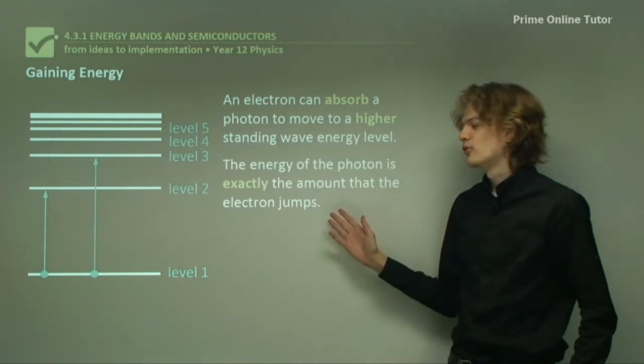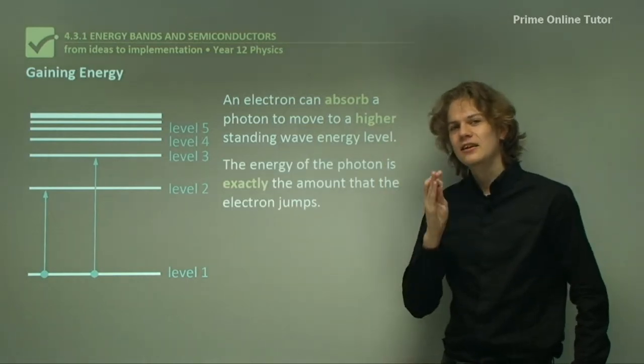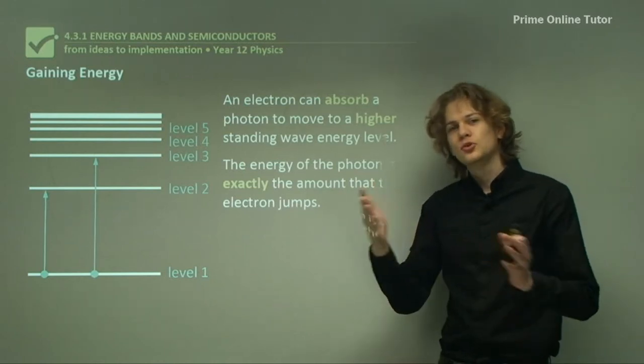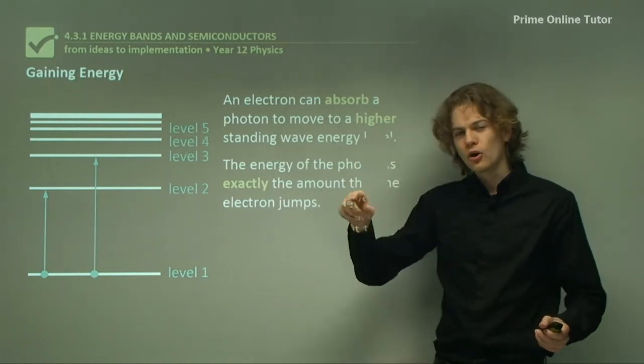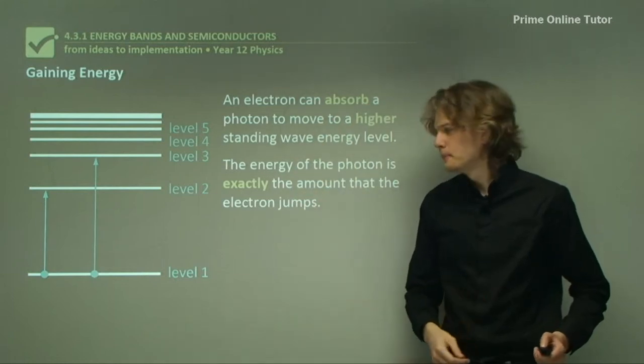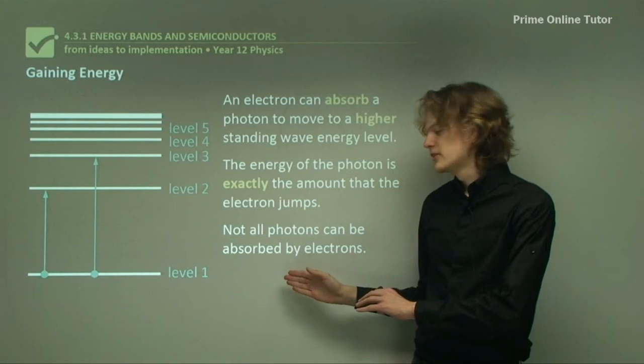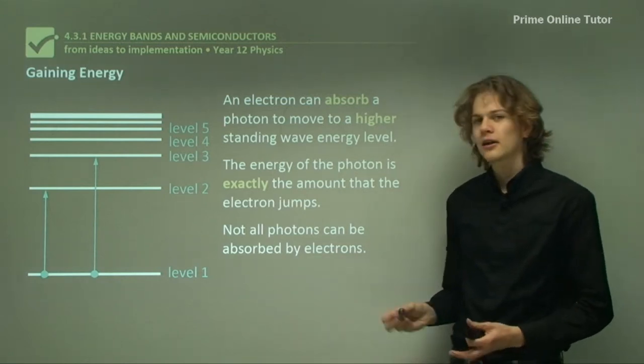Now the energy of the photon must be exactly the energy that the electron jumps. It can't be any amount of energy in between, because then we wouldn't end up with a whole number of wavelengths going around the circle. So that means that not all photons can be absorbed by electrons.